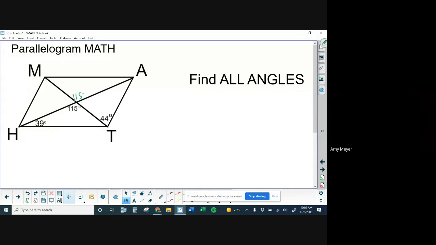How about here? Don't these together make a straight line? Straight line's 180. So grab your calculator. 180 degrees minus 115 is 65. Okay, we've got vertical again with 65. This one's got to be 65.